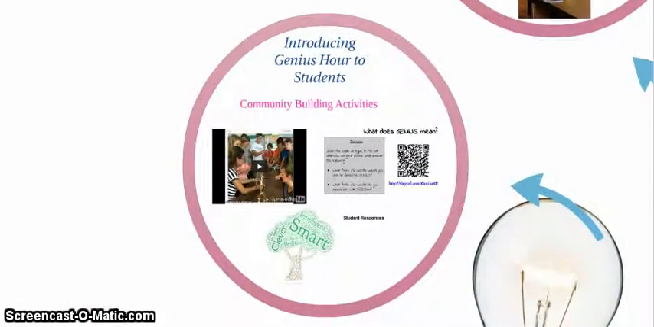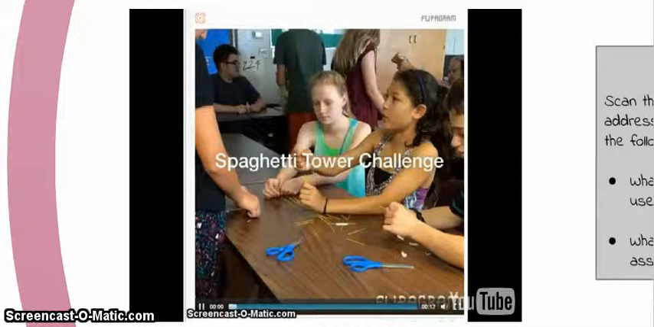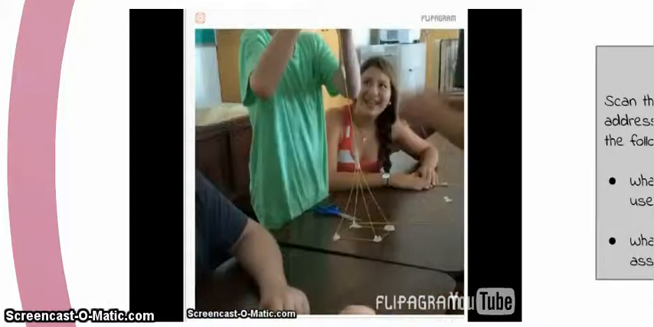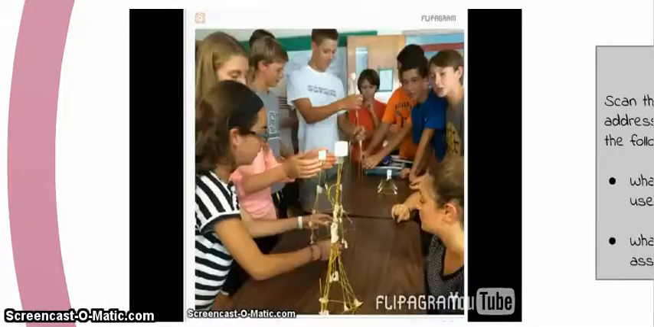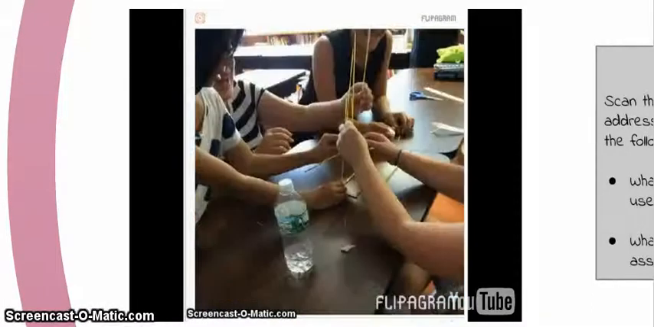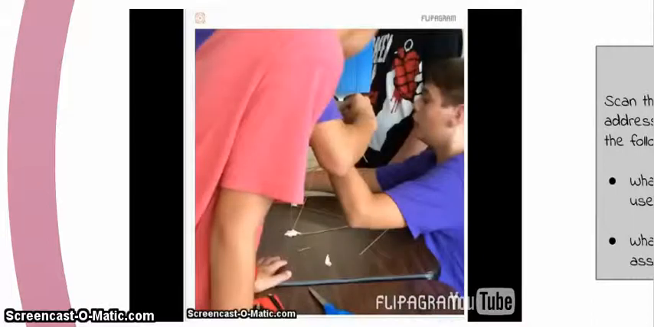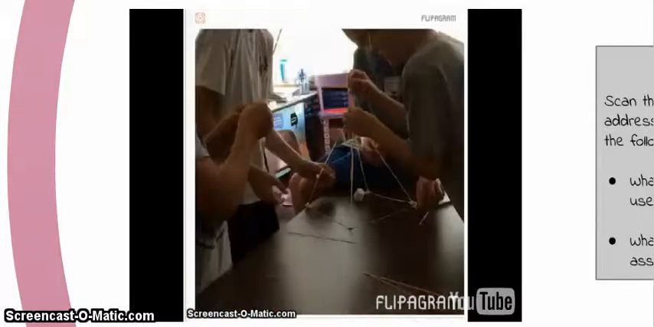At the beginning of the school year, it's all about introducing the idea of Genius Hour to my students and building community and cultivating creativity. For the month of September, I began Genius Hour with different activities like a spaghetti tower challenge. Students worked in small groups to construct a freestanding tower out of 20 pieces of spaghetti, 1 yard of tape, a yard of string, and the tower had to hold a marshmallow at the top.